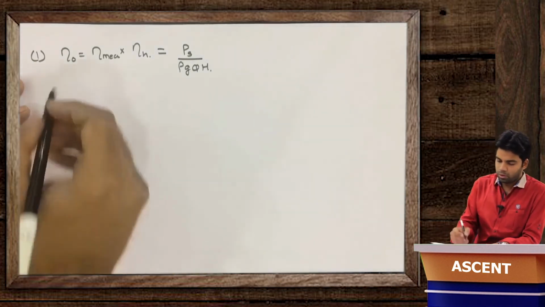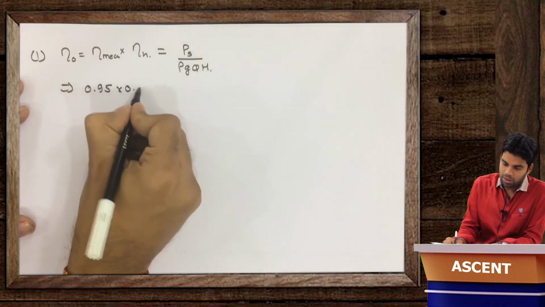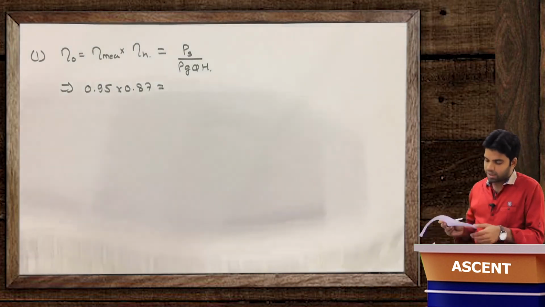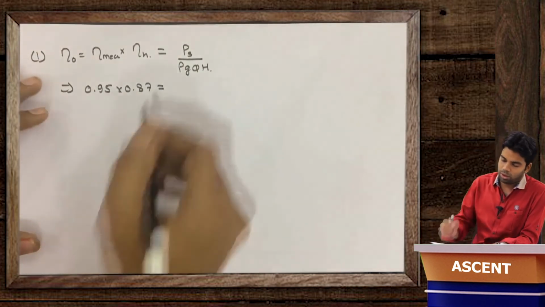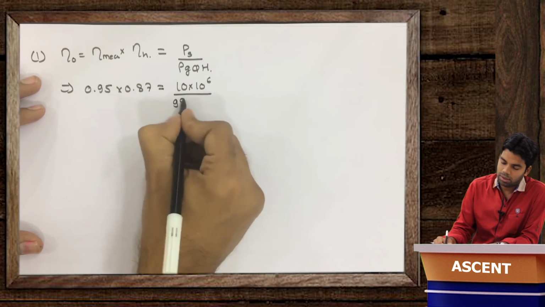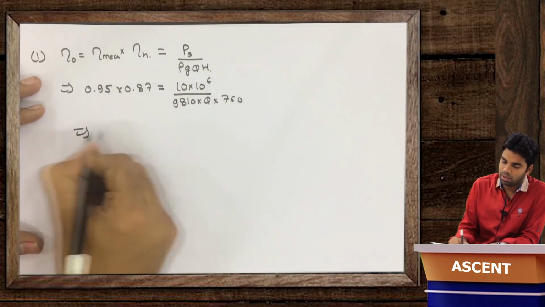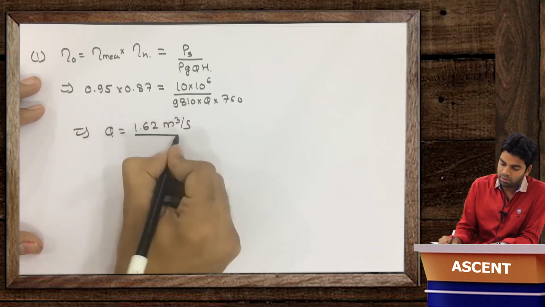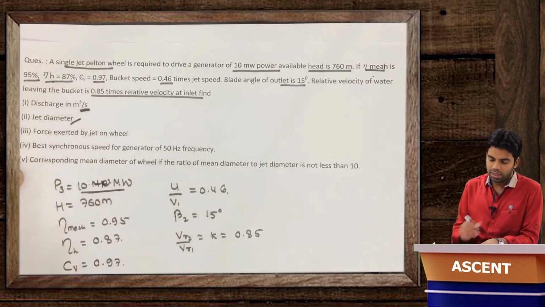Getting this or not? From here, mechanical efficiency is given as 0.95, hydraulic efficiency is given as 0.87, and shaft power is also given, which is 10 megawatt, that means 10 into 10 raised to power 6 watt, divided by rho G, 9810, into Q into head, which is 760. So from here this Q will be equal to 1.62 meter cube per second. First thing done.